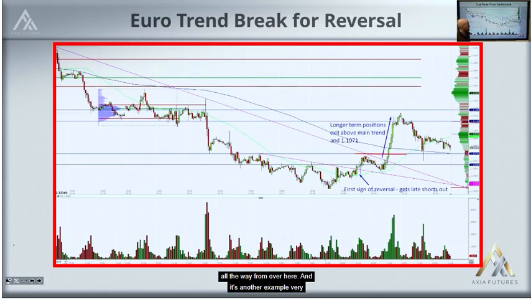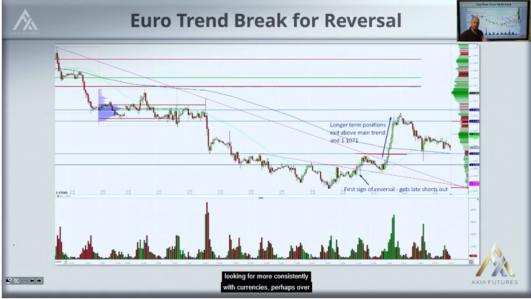And it's another example, a very similar pattern that we've used already. And this again shows up in the euro. So something that you can perhaps start looking for more consistently with currencies, perhaps over something like a commodity or an equity market. But what you've got here then is a steady continuation trend down.